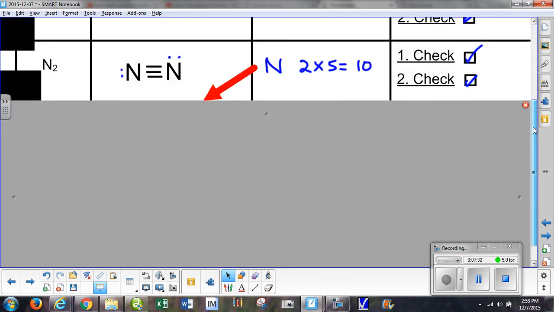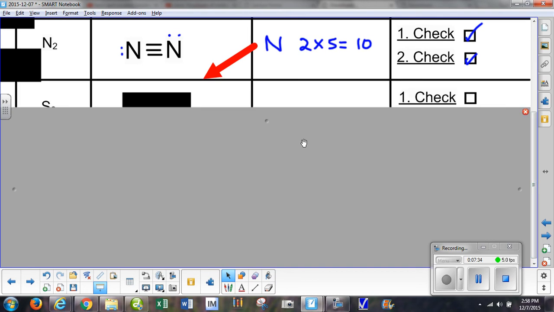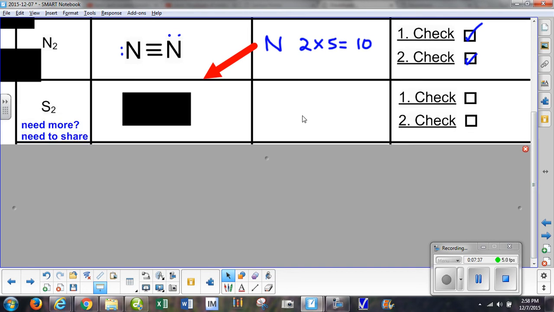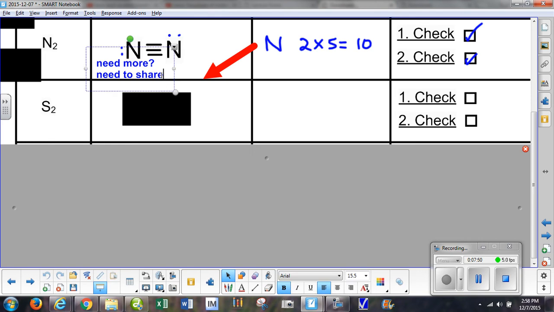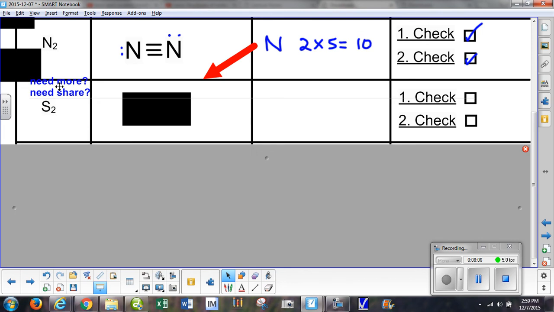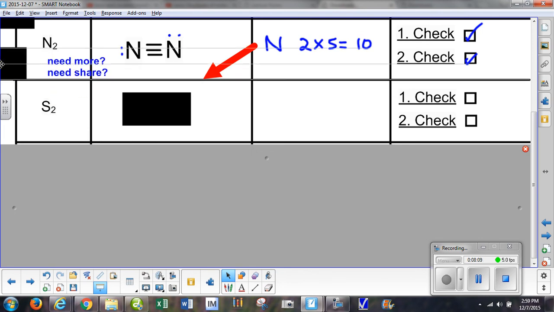And we can build a molecule kit from that. Or with a molecule kit, we can build that molecule. So did you get the idea here? If you need more, you've got to share. That's what you just learned. If you need more, you are going to need to share. Need more, need share. Keep it short and sweet. So if we share, we're likely to get ourselves a good structure.